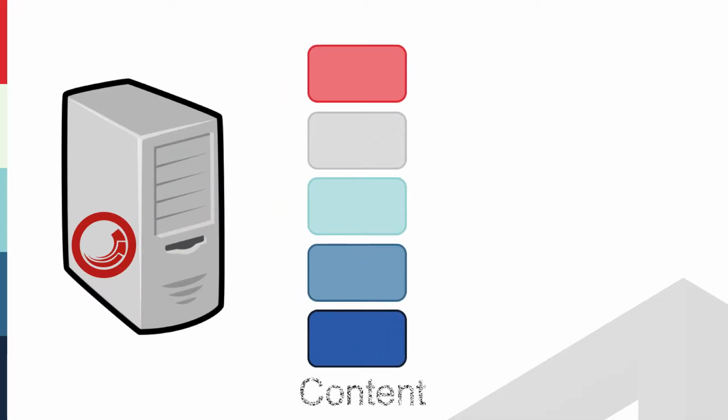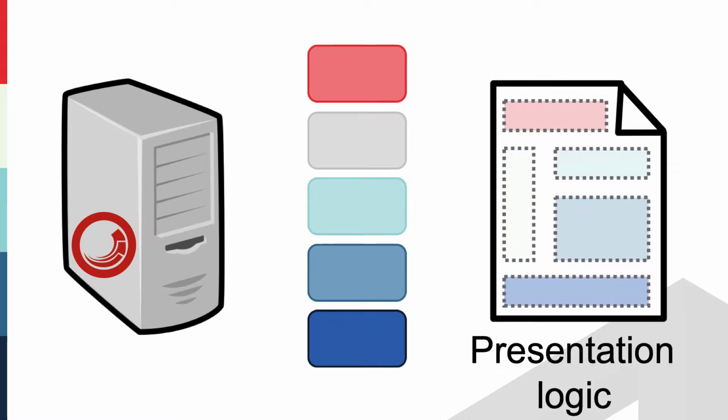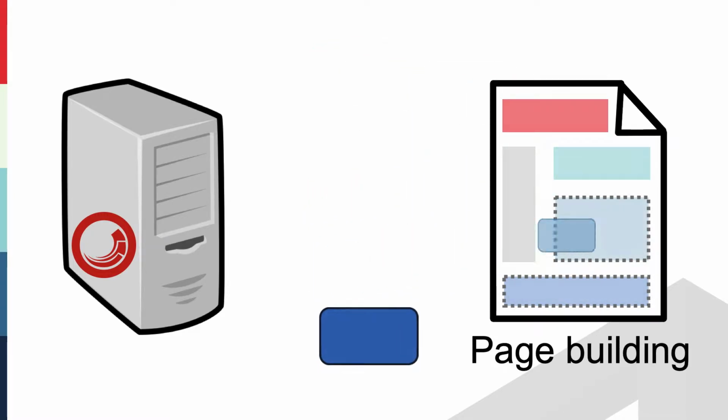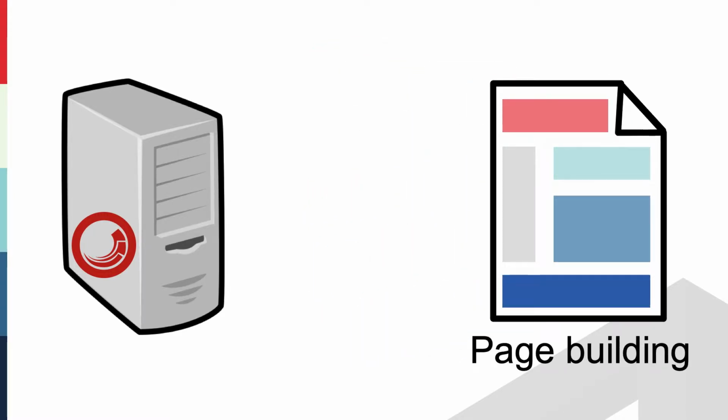Each time a visitor requests a page, a Sitecore instance needs to build that page by finding the information that's displayed on the page, called the content, and the instructions for how the content should be positioned and formatted. This is called the presentation logic. The Sitecore instance builds the page by combining the content and the presentation logic into HTML that the Sitecore instance returns to the visitor.